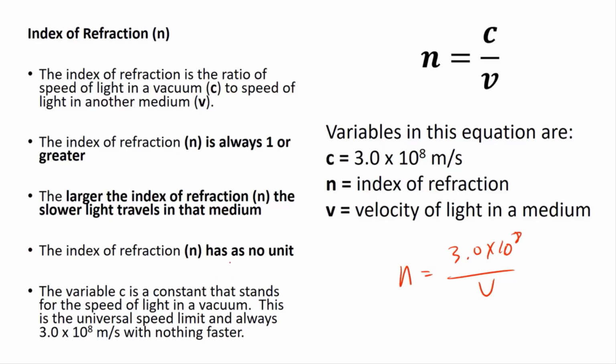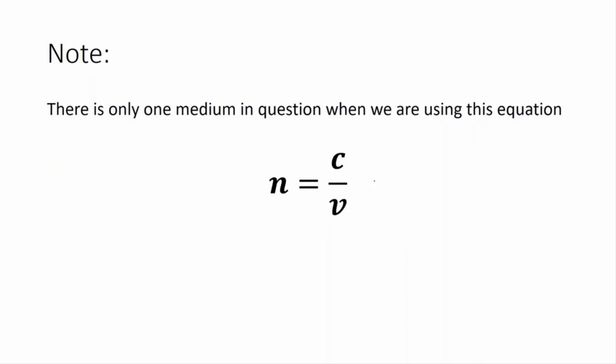Another thing about index of refraction, it has no unit because this is going to be meters per second, and this is going to end up being meters per second, so it cancels itself out. And the last thing is v cannot be bigger than the speed of light. It has to be smaller. So as v gets smaller, the n value gets bigger. So the bigger the n, the slower the light. So just realize what that relates to. We'll look at it in a second. Let's take a look.